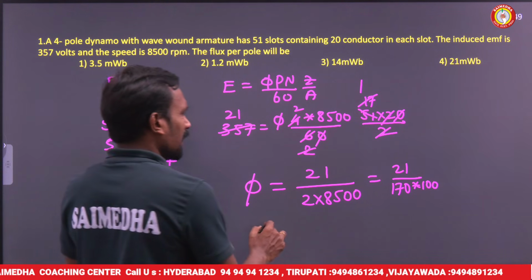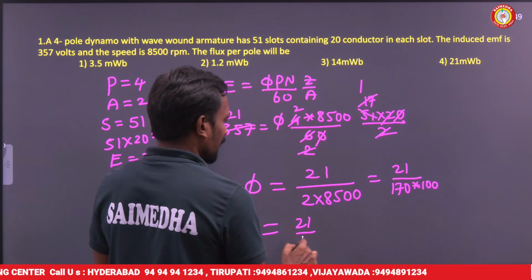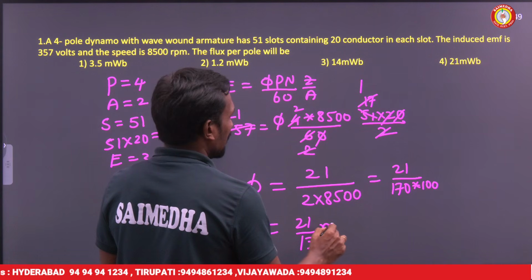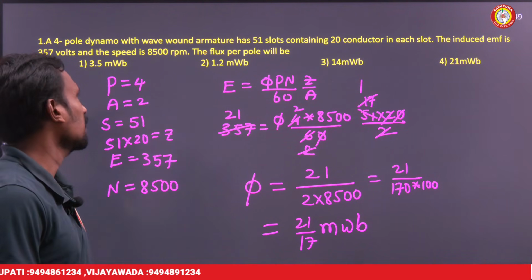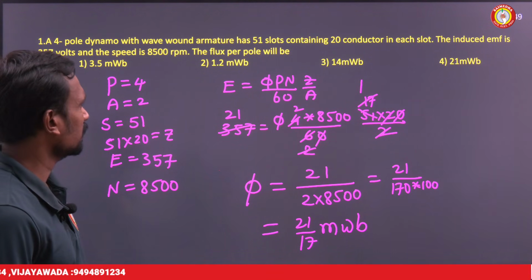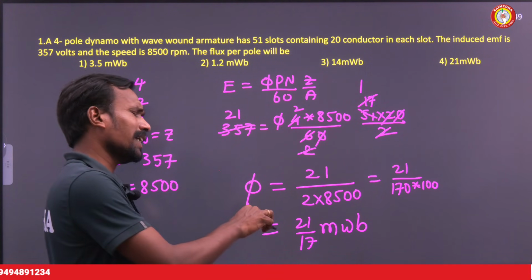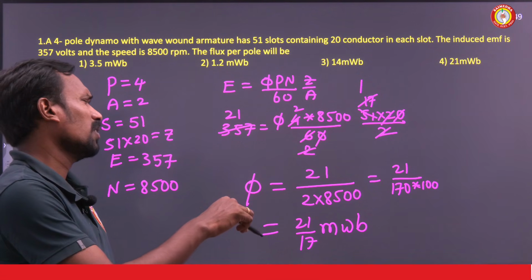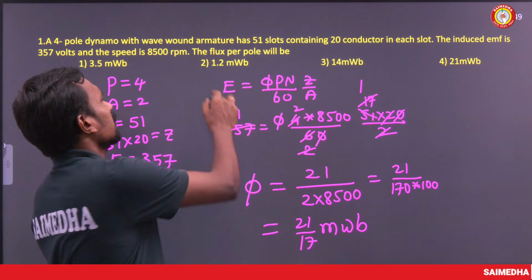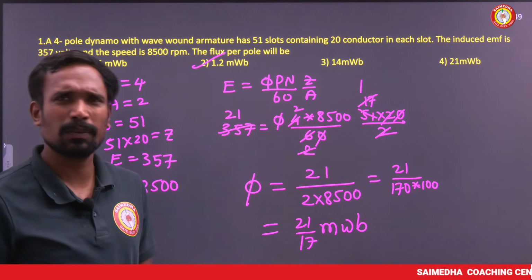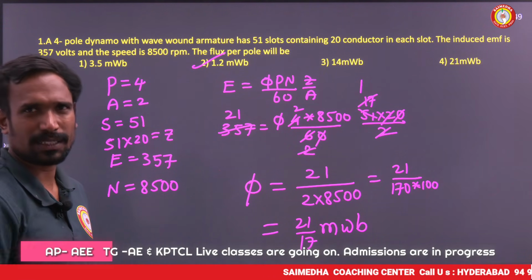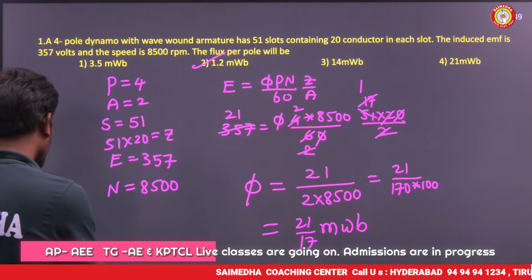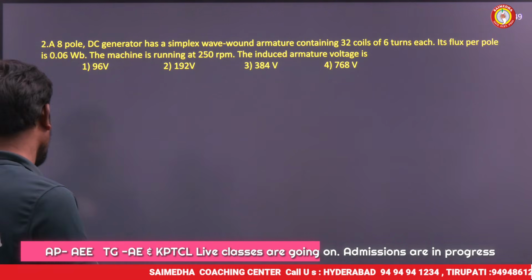So 21 by 17 milliwebers is 1.2 milliwebers, which will be our answer. This is the way of calculation without a calculator. Next question. Let's go for the next question.